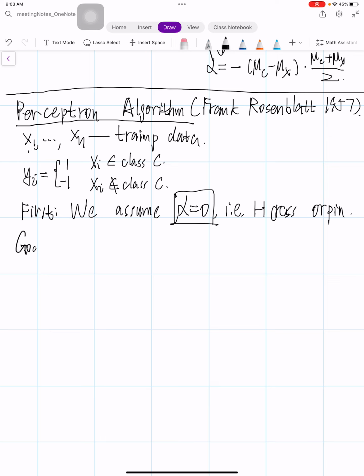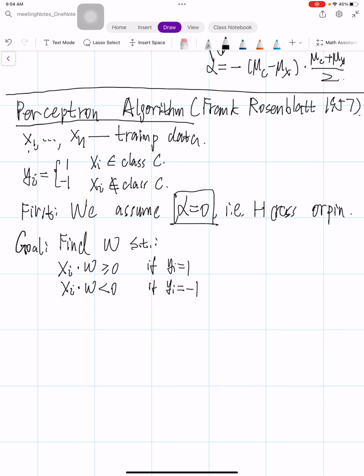The goal here is to find the normal vector W, the weight, such that xi inner product with W is greater than or equal to 0 if yi equals 1, and xi inner product with W is less than 0 if yi is labeled negative, the defaulted one. Actually, these two conditions can be written as one condition, which means xi dot product with W has the same sign as yi.